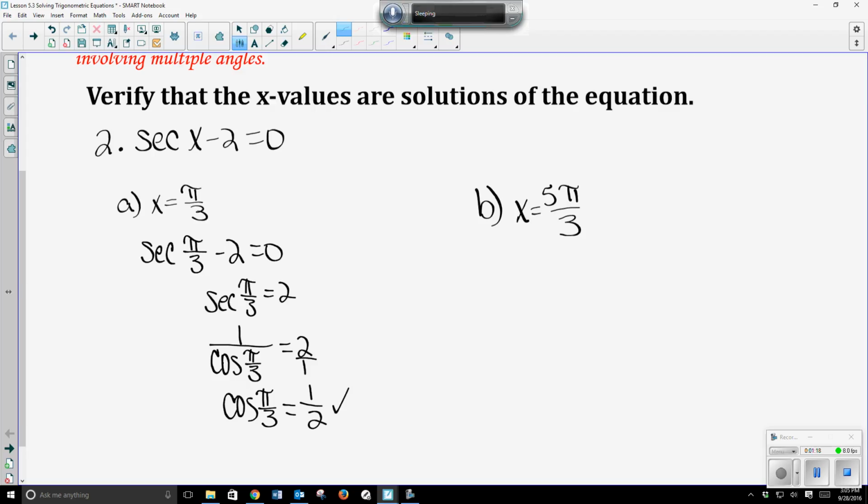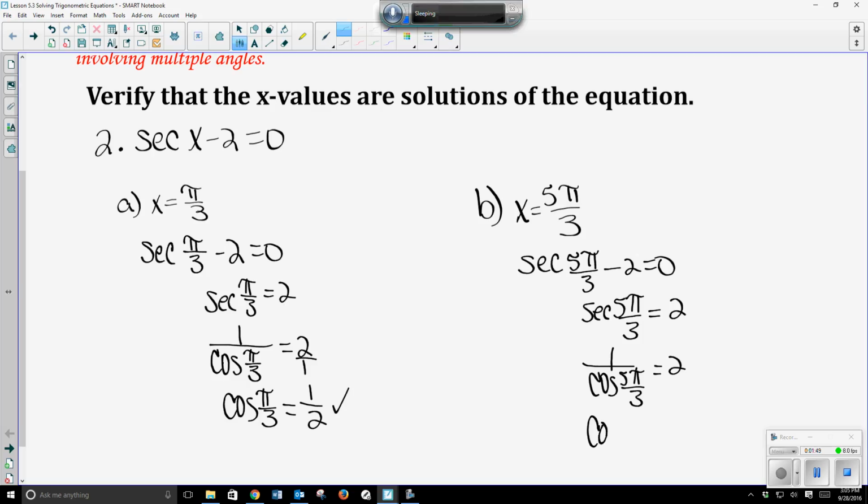So that works. So let's try 5 pi over 3. So secant, actually instead of plugging this in, we can plug it into the end part. Now I'll go ahead and work it. Secant of 5 pi over 3 minus 2 is equal to 0. It would be 1 over cosine of 5 pi over 3 is equal to 2. And flip that, cosine of 5 pi over 3 is equal to 1/2.